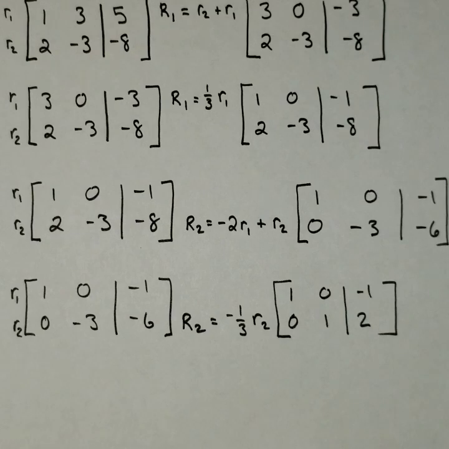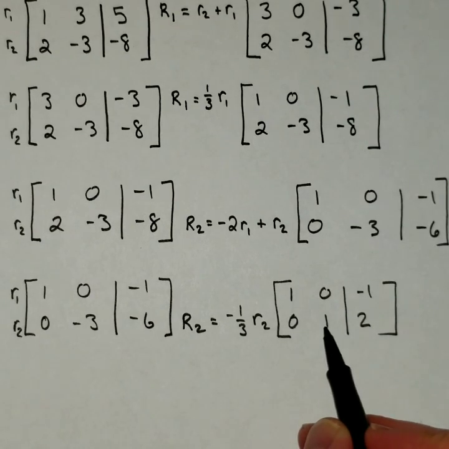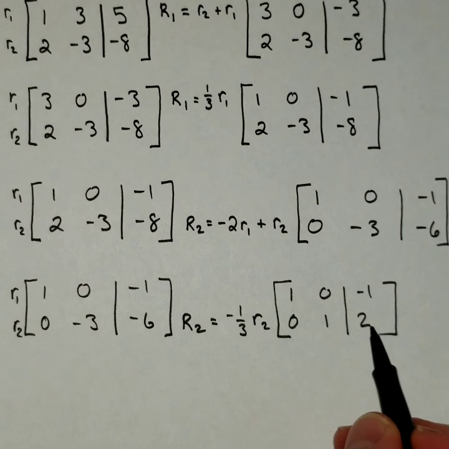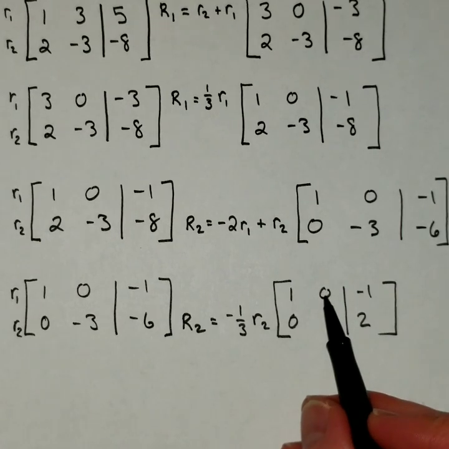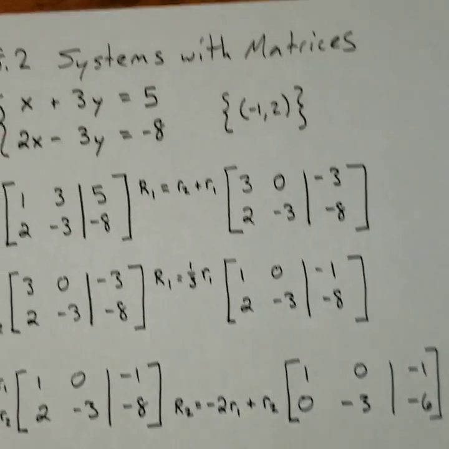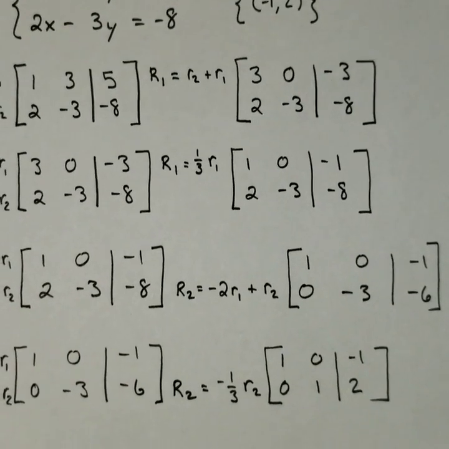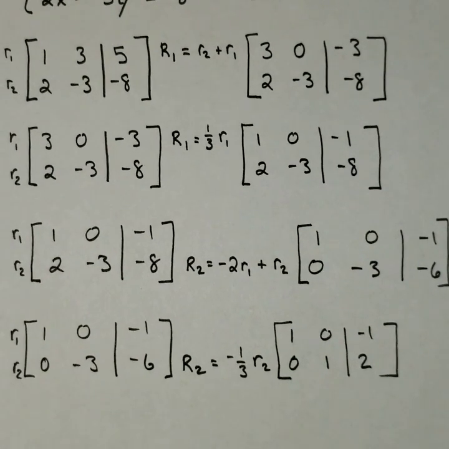Okay. Now notice I've got my 1, 0, 0, 1, and I've got my -1 and my 2, which were the answers. So my left side is in reduced row echelon form, and the right side does represent the correct answer. Okay? Awesome. So this is the process you would take.